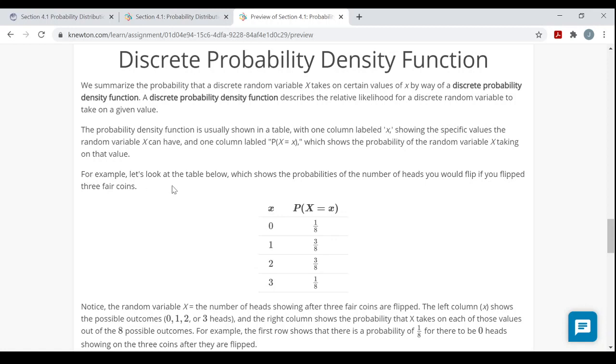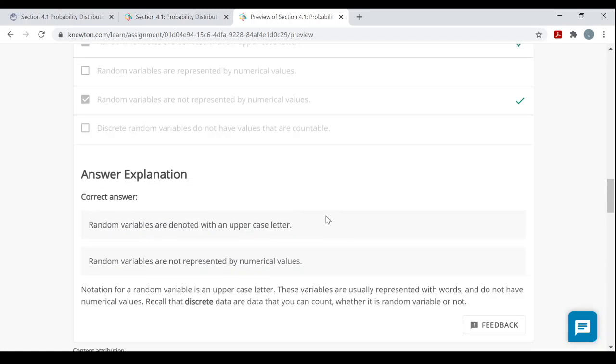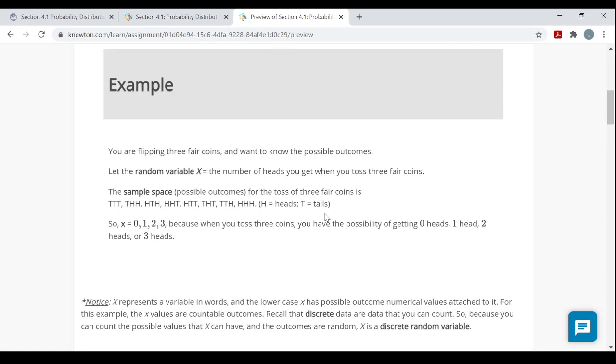So for example, let's look at the table below, which shows the probabilities of the number of heads you would flip if you flipped 3 fair coins. So this is going back to the exact same example up here, flipping a coin 3 times, having random variable capital X be the number of heads you get. Right? So little x can be 0, 1, 2, or 3.